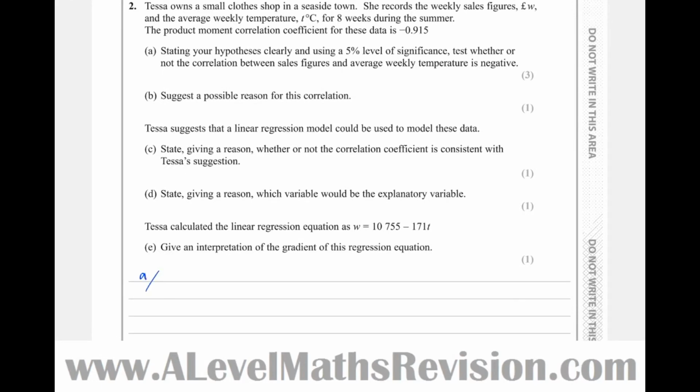So part A, going to state the null hypothesis, which is rho equals 0. We always test for no correlation first. And let's define in words what rho is, where rho is the correlation coefficient of the population. So whether or not that was worth a mark, it's still the right thing to do to define what rho is.